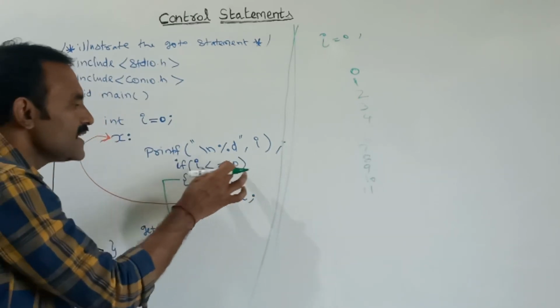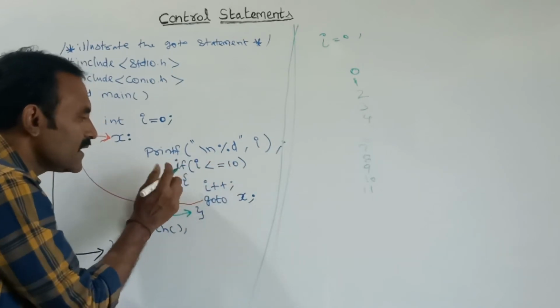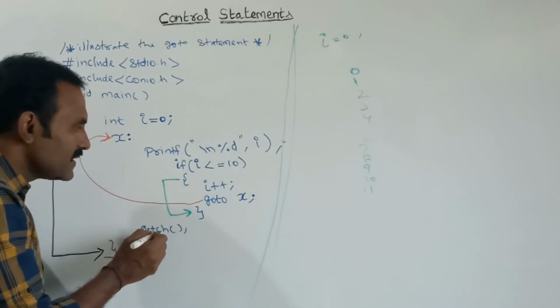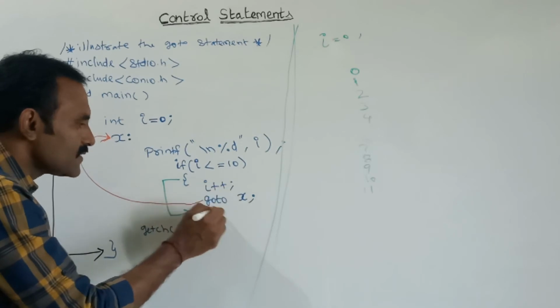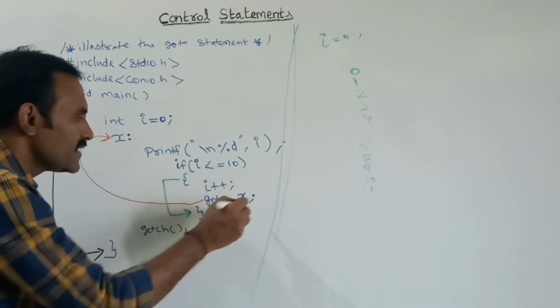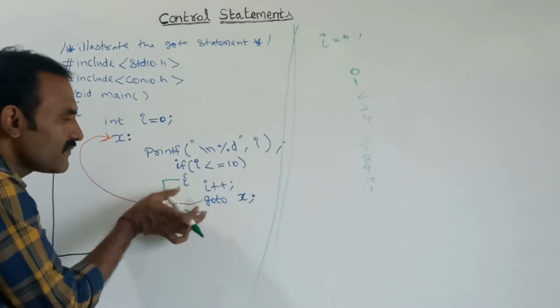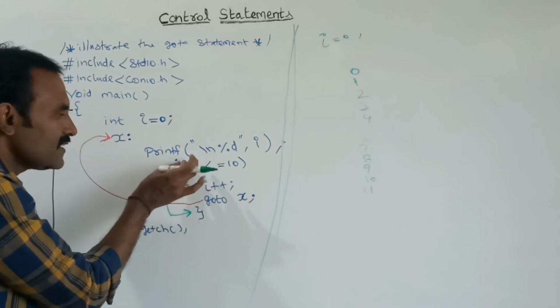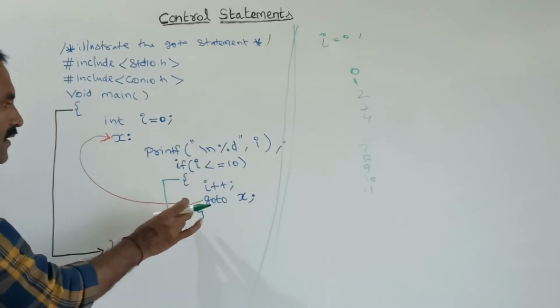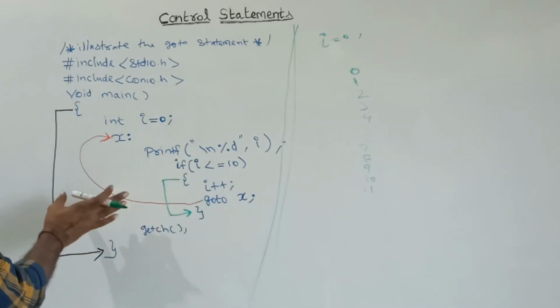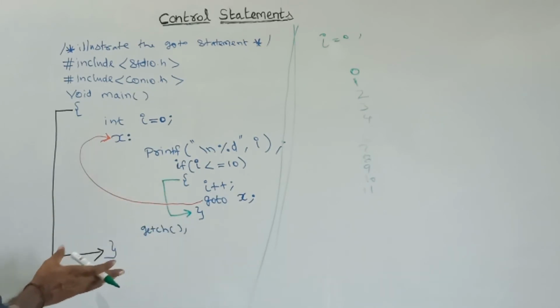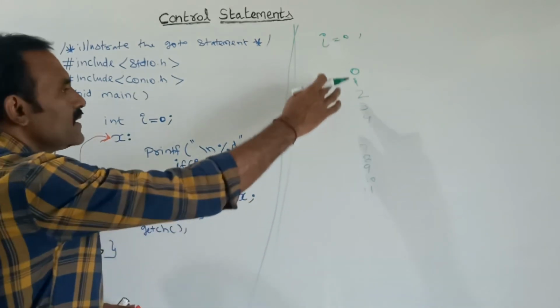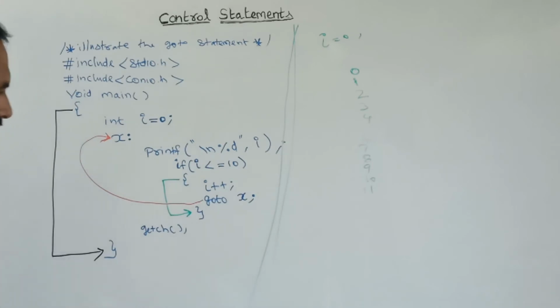So here this if condition is false, so it terminates, it comes outside of this if condition. So this goto statement won't execute because it is inside the if condition. Here this condition is false, so it comes outside of the if condition. So the value will be printed from 0 to 11.